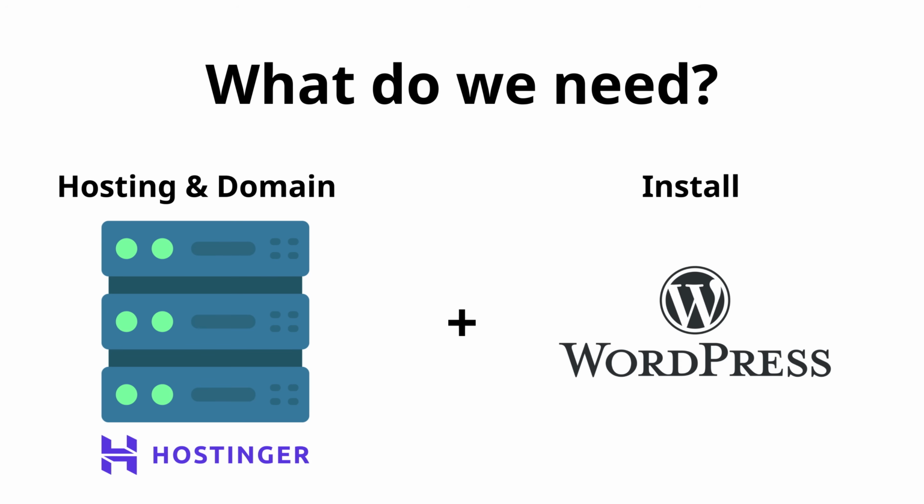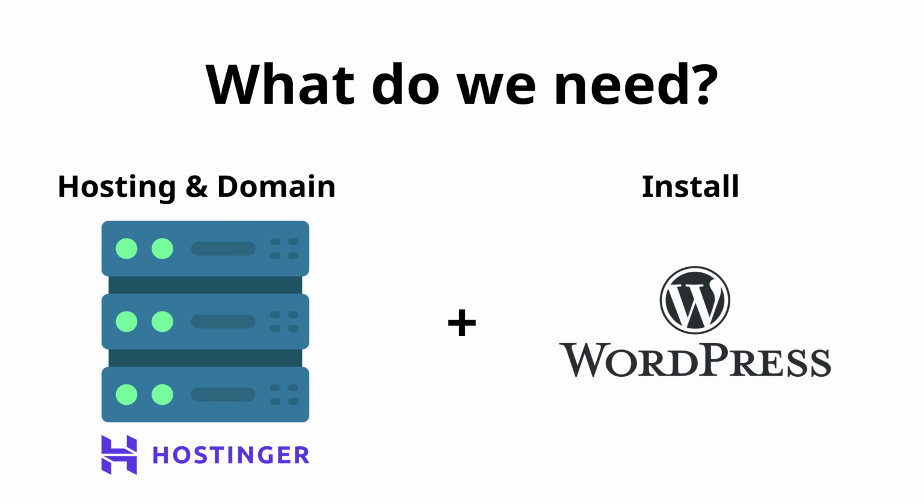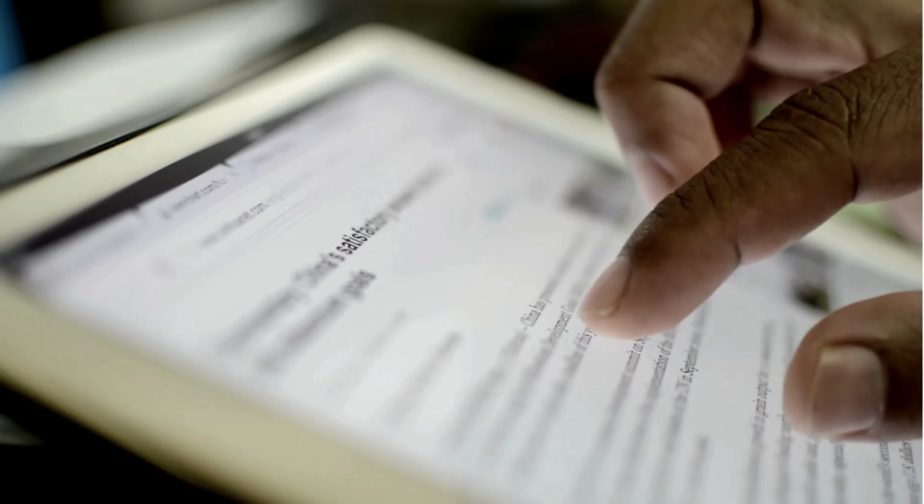So what do we need to get started with our WordPress blog? The first thing that you'll need is a hosting account. So what is hosting? Hosting is essentially a bunch of computers, also known as a server, that allow us to store our website and blog files there. So for example, your images and text, and this allows visitors all around the world to visit your website 24/7.